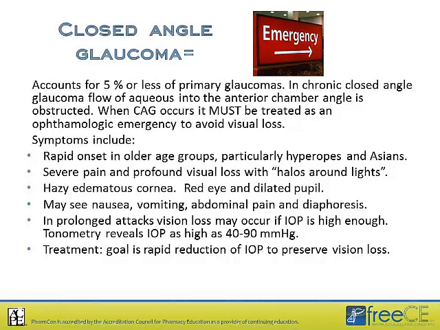Tonometry will reveal an IOP as high as 40 to 90. Keep in mind, we treat IOP at 20 to 22. With this closed angle glaucoma, we can see it as high as 40 to 90 millimeters of mercury. The treatment is rapid reduction in IOP to preserve vision. Older age people are much more affected by it. Hyperopes can be affected by it as well. And our Asian population, primarily the Chinese, can have as high as 30% incidence in closed angle glaucoma.